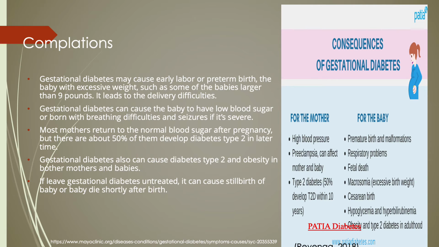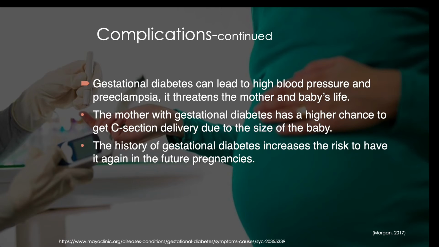Most mothers return to normal blood sugar after pregnancy, but some of them develop type 2 diabetes at a later time. Gestational diabetes can also cause type 2 diabetes and obesity in both mothers and babies. If left untreated, it can cause stillbirth, or some babies die right after birth. It can lead to high blood pressure and preeclampsia for the moms. Some moms might have to have a C-section because the babies are too big. And a history of this disease increases the risk of having it again in future pregnancies.